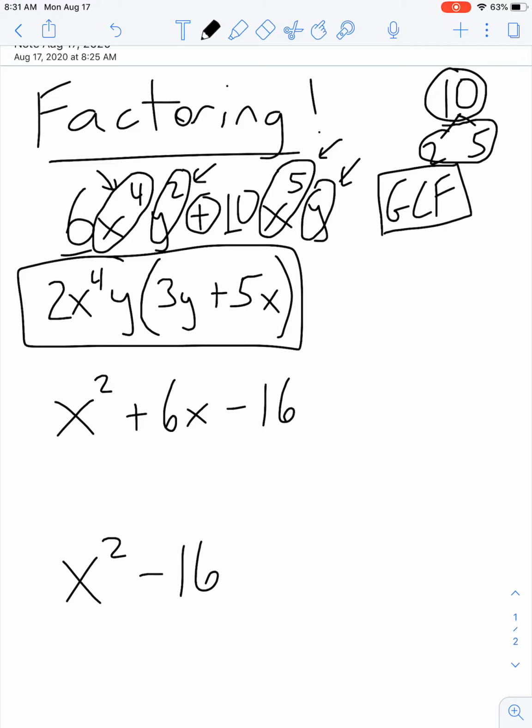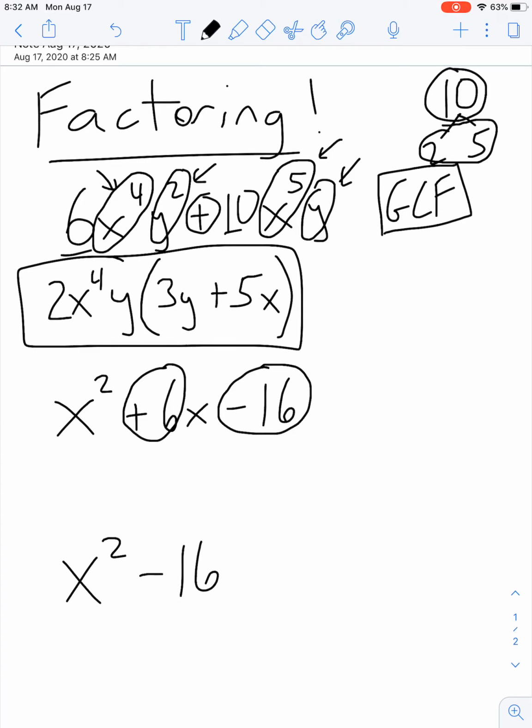This is where you learned back in Algebra 1, hopefully, to find a pair of numbers that multiply to be this number and add to be this number. I need to find two numbers that if I multiply them, I get negative 16. And if I add them together, I get positive 6.